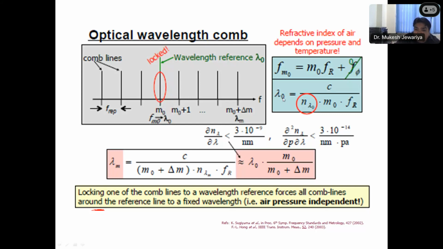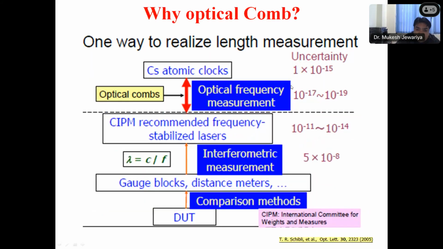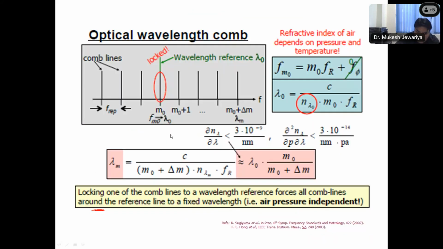So frequency is the main thing, you see here. If you cannot have precise frequency, you cannot have wavelength precisely. So you lock some mode, and you take care of the refractive index. And this is free from the refractive index. You see, this is free from the refractive index. If you look at this mode and you do this calculation, you find the wavelength totally depends on the mode number and sweeping of the mode.